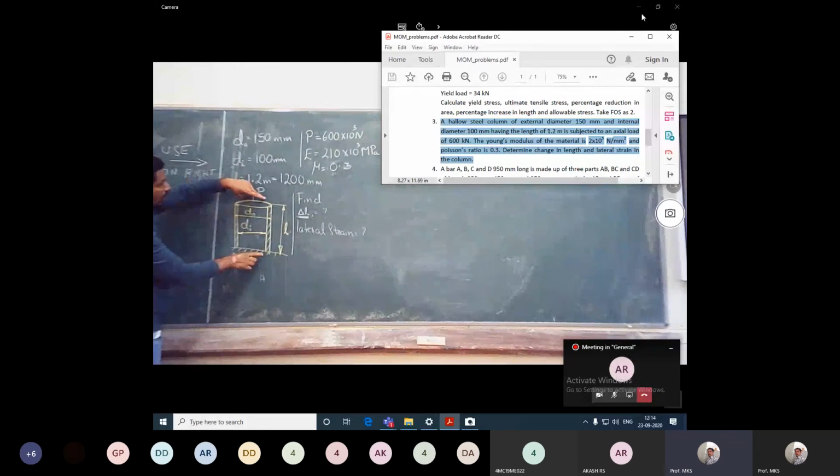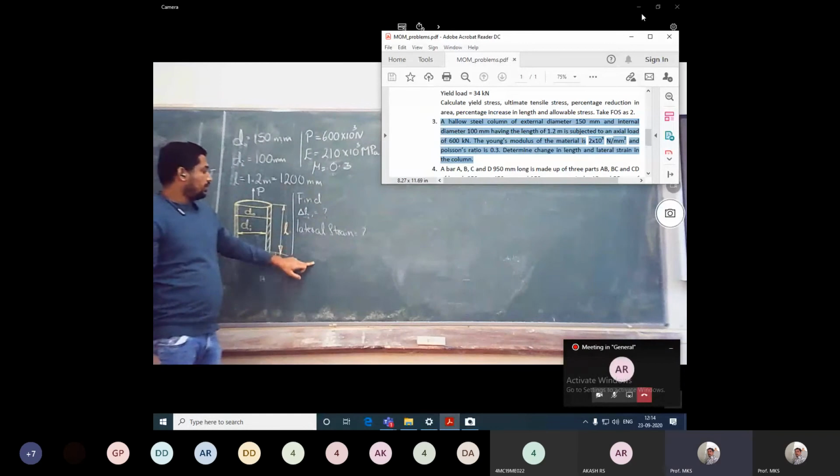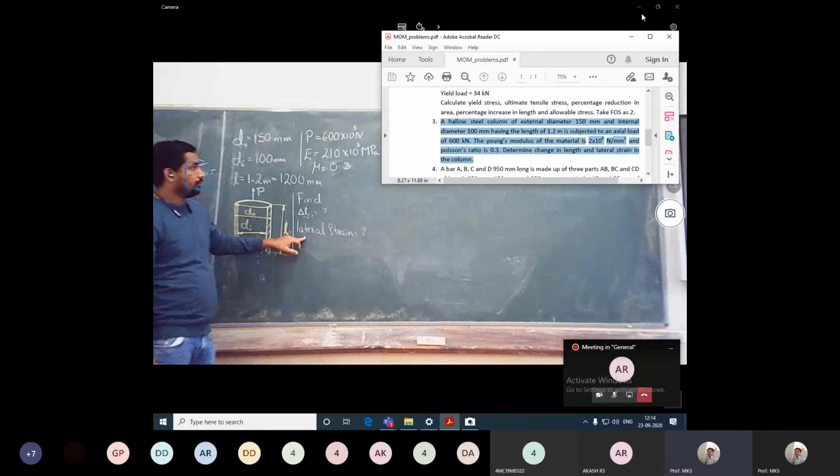As this column is subjected to axial pull, along the axial direction the elongation takes place. That is called delta L, the deformation, which gives the longitudinal strain. So you first find out this longitudinal strain. Next, use the Poisson's ratio definition, lateral strain to longitudinal strain. Once you have found the longitudinal strain, you substitute it and you will get the lateral strain, right?